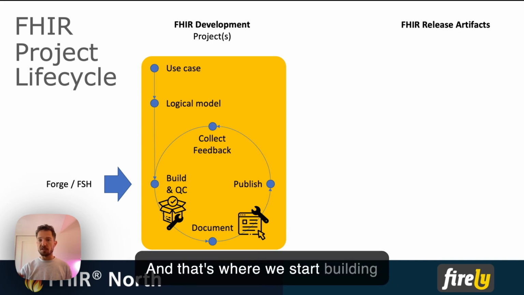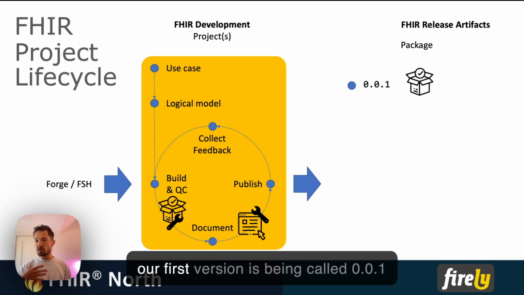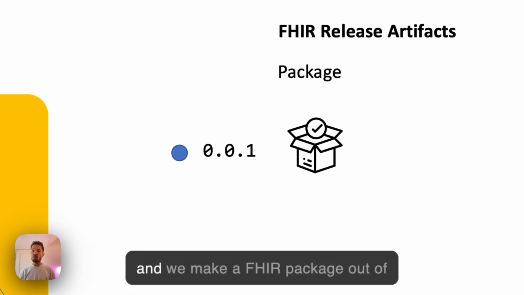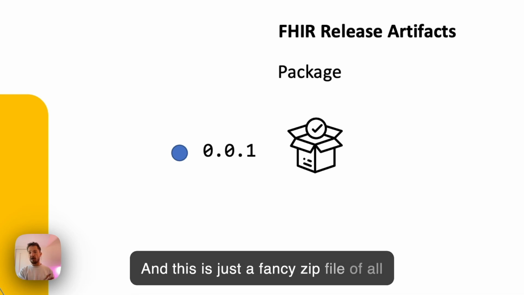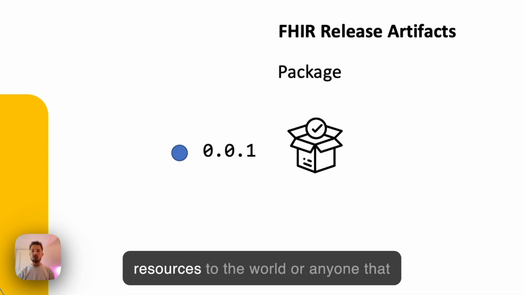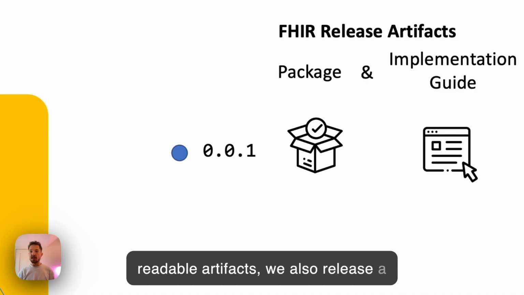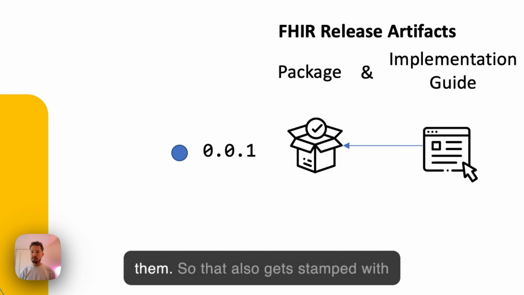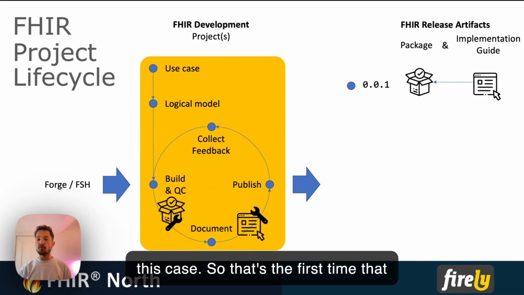And that's where we start building these FHIR release artifacts on the top right. So once we publish, maybe our first version is being called 0.0.1, and we make a FHIR package out of all the machine-readable artifacts. And this is just a fancy zip file of all our resources in a specific format that can be used to distribute our resources to the world or anyone that we want to have access. And together with this package, with the machine-readable artifacts, we also release an implementation guide that documents them. So that also gets stamped with a version over time, which is 0.0.1 in this case. So that's the first time that we've released any artifact.